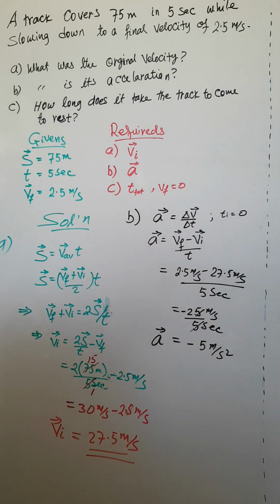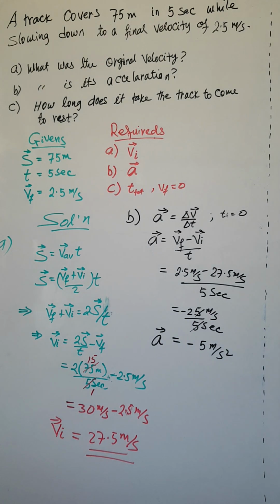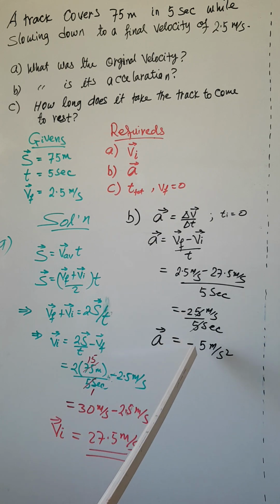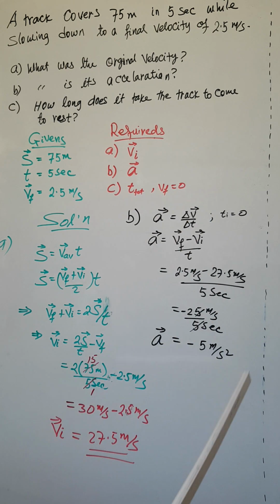What does an acceleration of negative 5 meters per second squared mean? Now, here we have a vague matter. The acceleration is negative 5 meters per second squared. This means the velocity is decreasing at a rate of 5 meters per second every second.